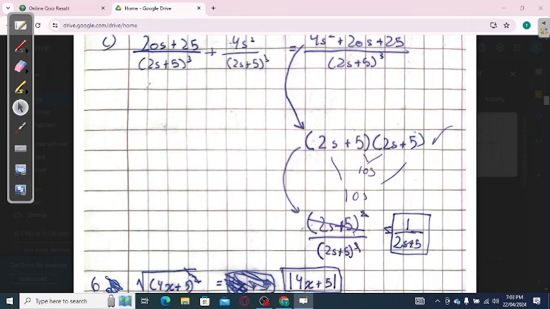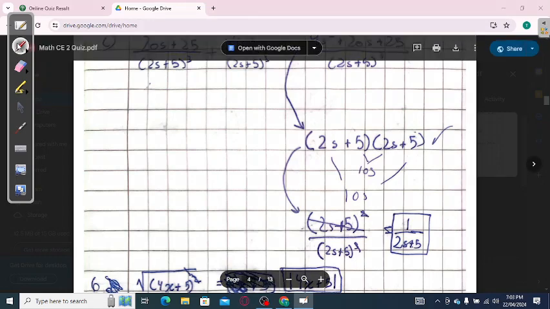You know when you have the same base, I explained this rule before also on the first CE quiz. This would be a, this would be b. It would equal the base to the power of a minus b. Now, when you subtract, you'll get 2 minus 3. So this would be 2s plus 5 to the power of negative 1.